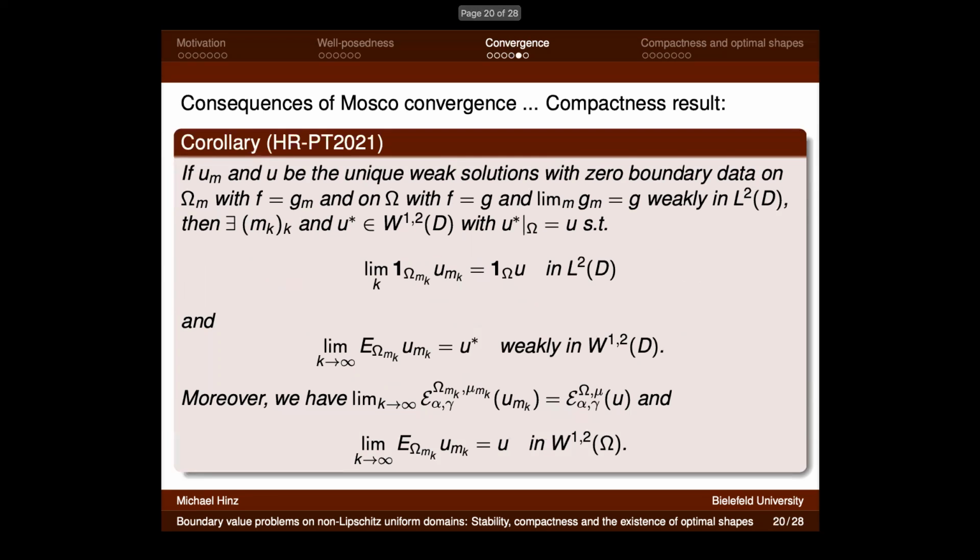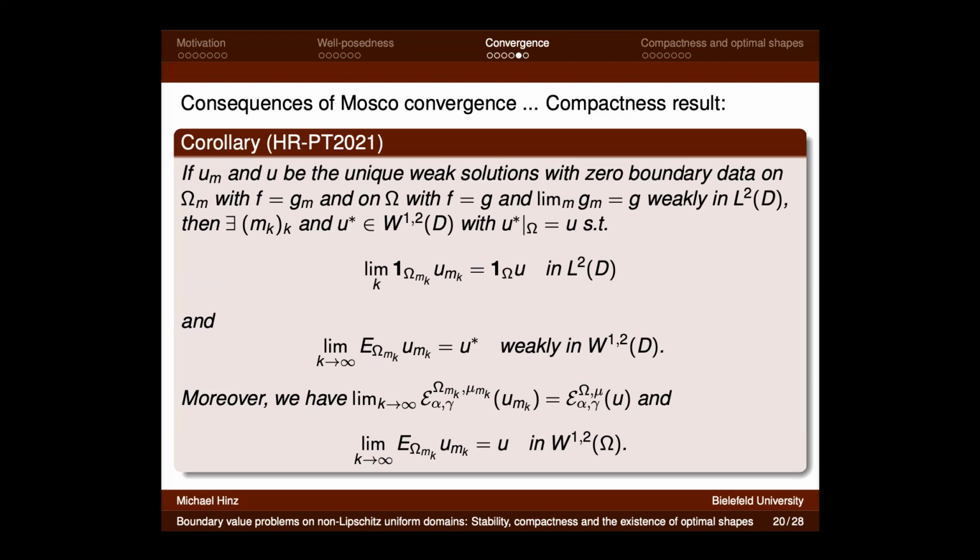So we had this theorem on Mosco convergence, and this is just a convergence theorem. Now we can upgrade a little bit and say, well, actually we have a compactness result. We can take a sequence or maybe a pool of domains. Sorry, this is first of all for functions. Let u_m and u be the unique weak solutions with zero boundary data on Omega_m, with some inhomogeneity g_m, which can vary, and on Omega with some inhomogeneity g, and assume that the inhomogeneities converge weakly in the L2 space on the confinement.